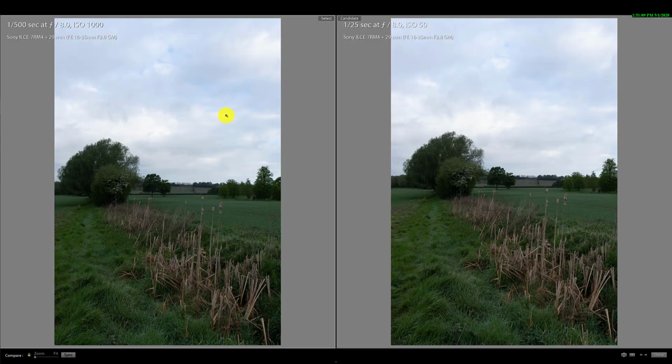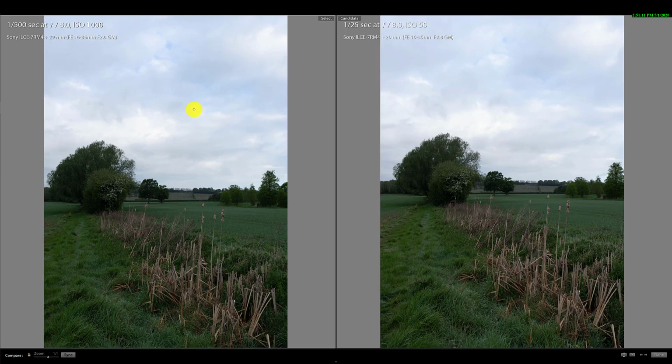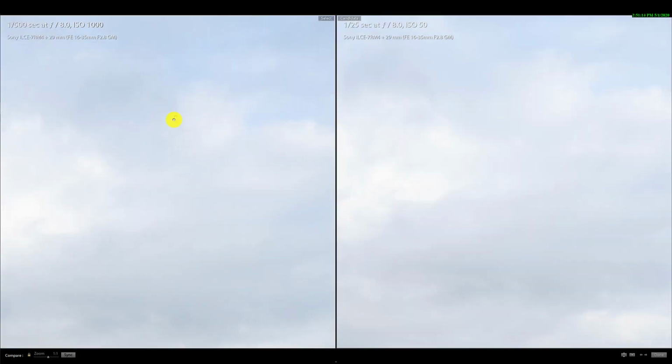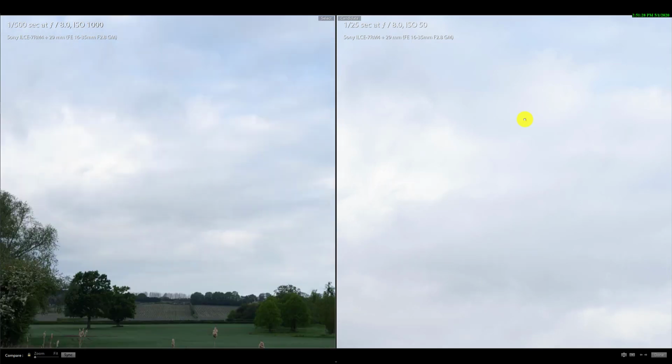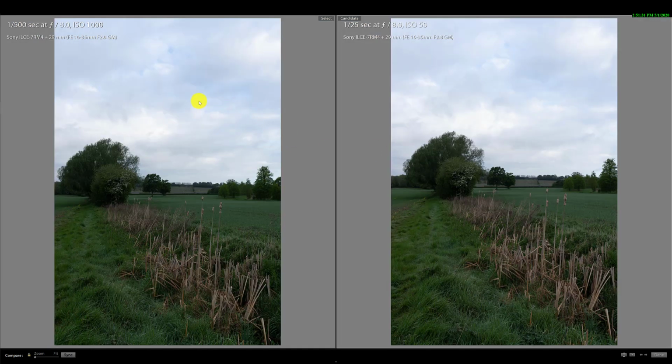So let's look up in the sky areas and see what sort of noise we've got up there. And left hand image ISO 1000 again. I can't see really much wrong with that sky at all. And the ISO 50, I can't see much wrong with that either. Obviously they were taken a few moments apart, so clearly the clouds are slightly different. They've moved, it was not very windy, but they've moved a little bit during the time I was setting the shots up. So what do we conclude from all of this?